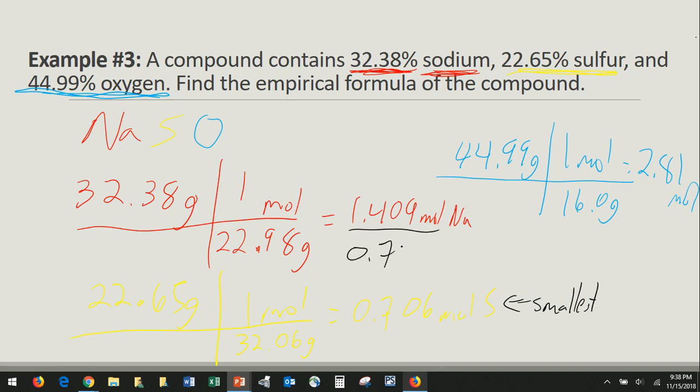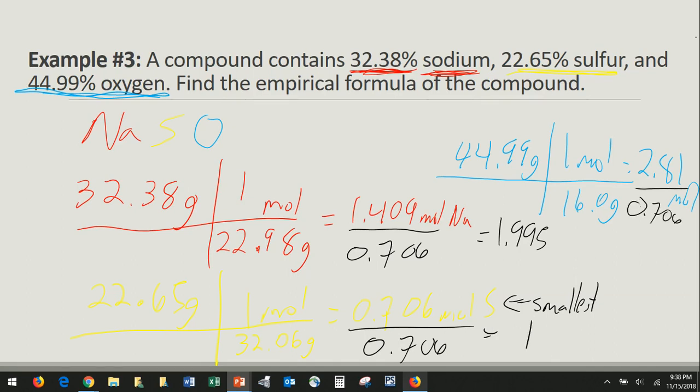So 1.409 divided by 0.706 is 1.995. All right, and then 0.706 divided by 0.706 equals 1, and 0.281 divided by 0.706 is equal to, for the oxygen, 2.81 divided by 0.706 is 3.98.